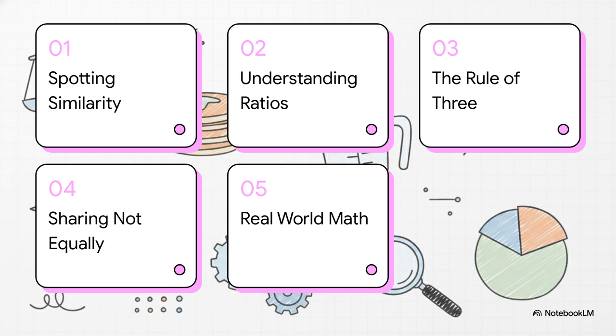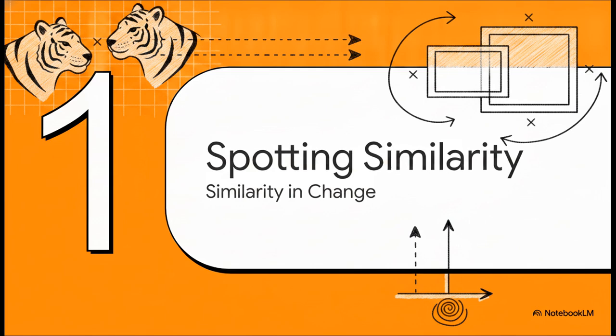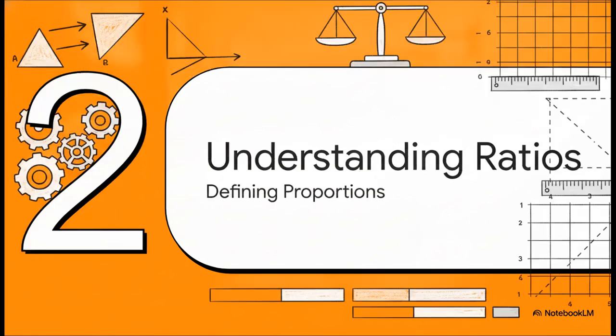Here is our roadmap for today. 1. Spotting similarity and change. 2. Understanding ratios and proportions. 3. The rule of 3. 4. Sharing but not equally. And 5. Proportions in the real world. All right, kicking things off with Section 1, Spotting Similarity and Change. Moving right along to Section 2, Understanding Ratios and Proportions.